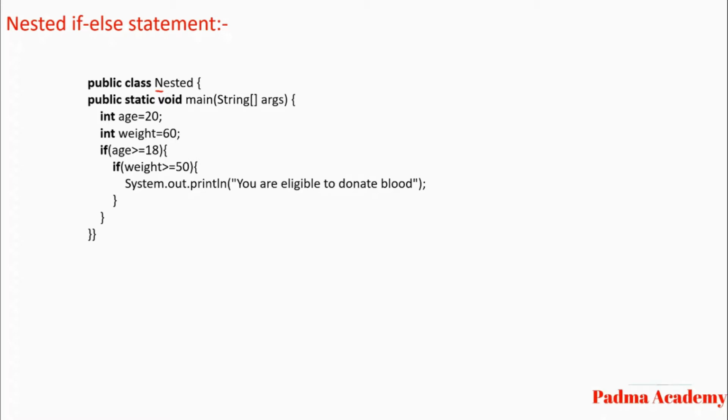Here we have declared one variable of type integer, age, which is equal to 20, and the next variable is weight, which is equal to 60. If age, that is 20, is greater than or equal to 18, yes, this condition is true. Then it will check that weight is greater than or equal to 50, yes, 60 is greater than or equal to 50, this is also true. Then it will print you are eligible to donate blood. This is the simplest example I have taken here of a nested if else statement.